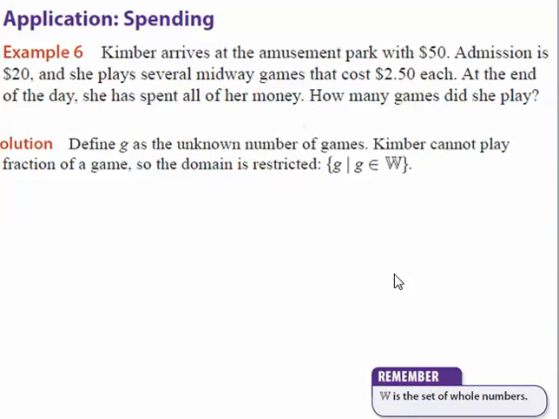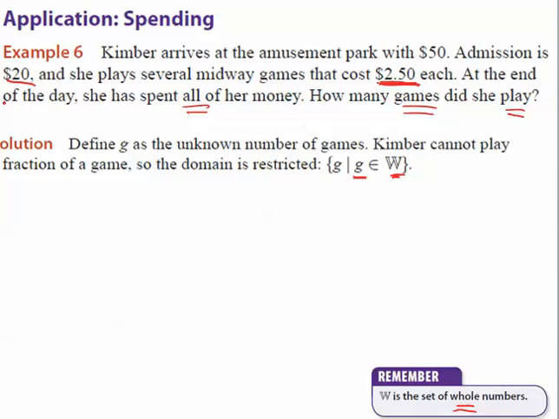Okay, so let's take all of that information and see how we're going to use it in an application problem. Kimber arrives at the amusement park with $50. Admission is $20. And she plays several midway games that cost $2.50 each. Wow, that's expensive. At the end of the day, she has spent all of her money. How many games did she play? So we're going to let G be the unknown number of games. And G is going to be W, which is a whole number.